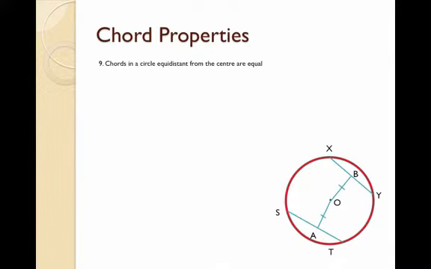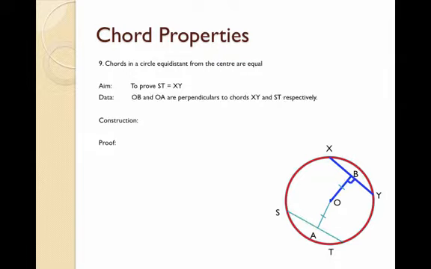The converse of theorem 8 states that chords in a circle which are equidistant from the center will be equal in length. So let's prove it. We want to show that the chords ST and XY are equal to each other if we know that OB and OA are perpendiculars to the chords XY and ST respectively. Remember, perpendiculars are the shortest distance from the center to a chord. The other thing we know from our theorem is that the two lines OB and OA are equal to each other, or they're equidistant. Again, we will need to construct OX and OS to create two triangles we can use congruence to prove that they are equal.